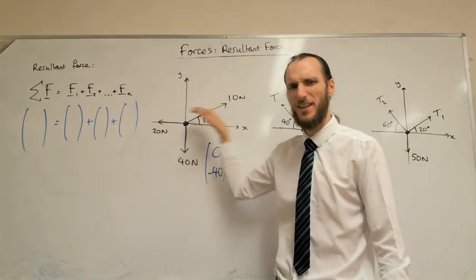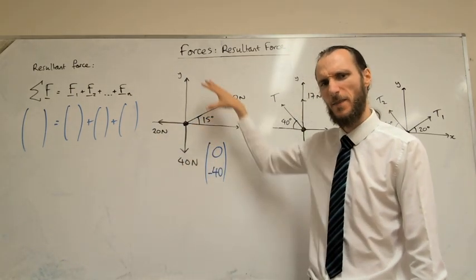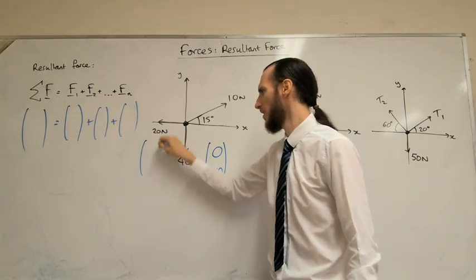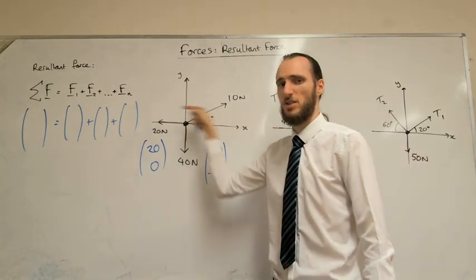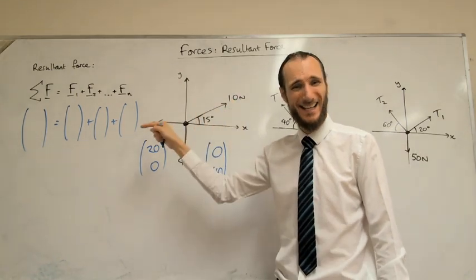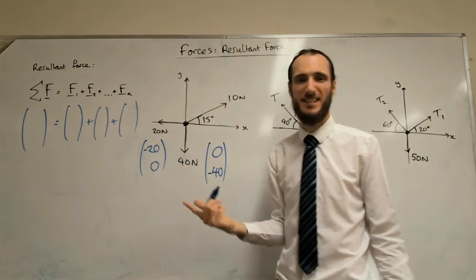This one over here is in the x direction only. There's nothing in the vertical. There's nothing in the y part. So it'll be 0 in the y part and 20 in the x part. And again, since it's going towards the left, not the right, it's going to be a negative 20, because we know going towards the left is the negative x direction.